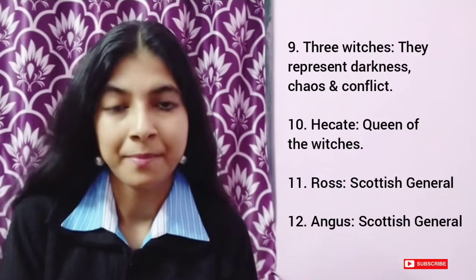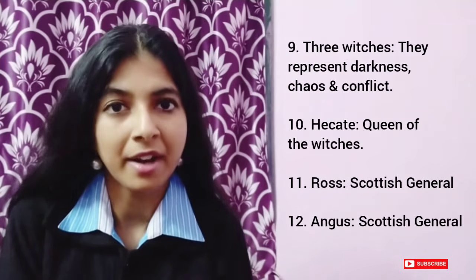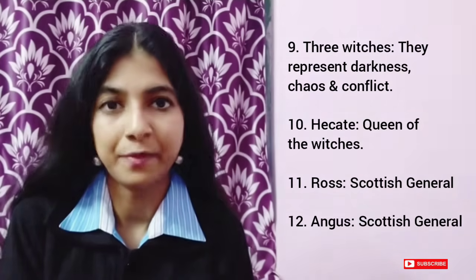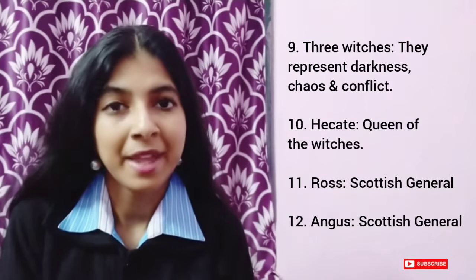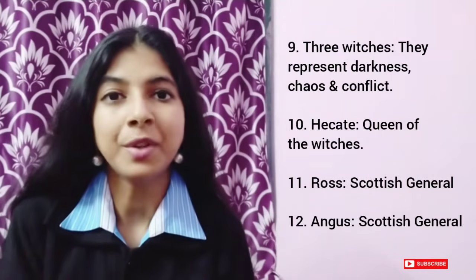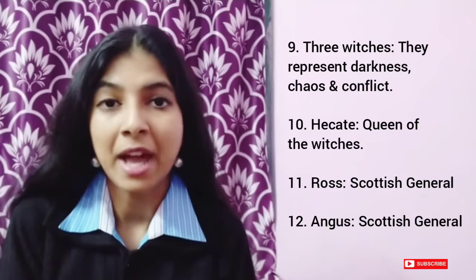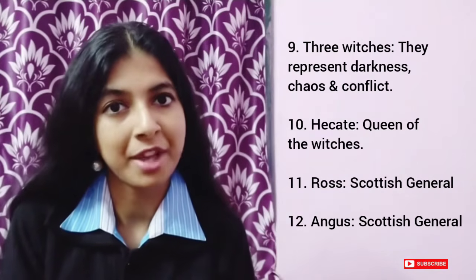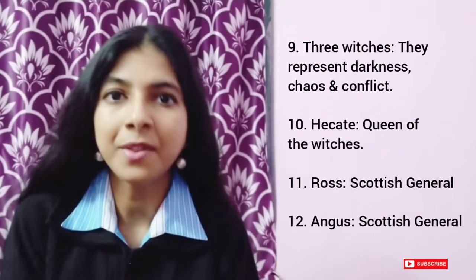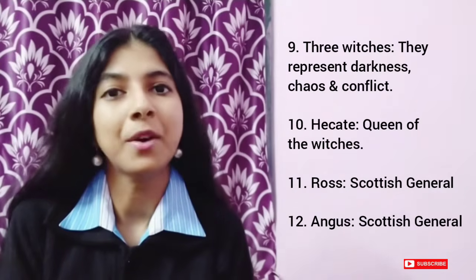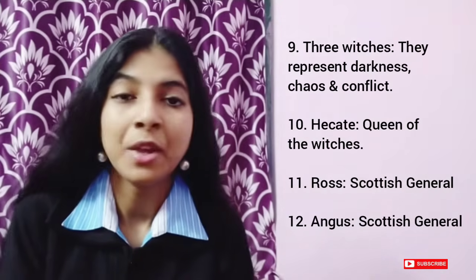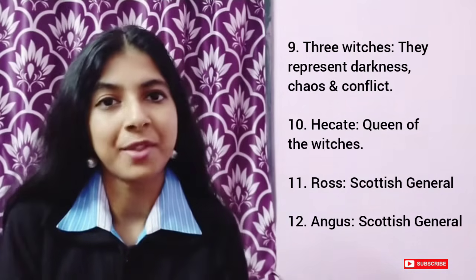Three witches. They signify darkness, chaos and conflict. Next we have Hecate, Queen of the Witches. Then we have Ross, a Scottish general, Angus, another Scottish general in the army of King Duncan. So these are the important characters of the play. So now that we know about them, we can look at the act-wise summary of Macbeth.